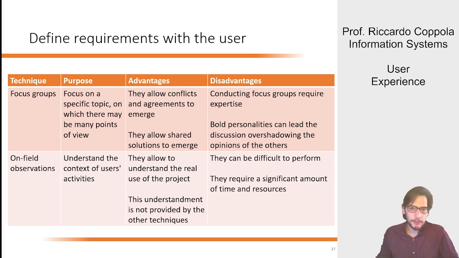There is another possibility, which is the on-field observation. So instead of asking people to tell me what they want, I just spy them while they are doing the same type of operations in real life. So actually the advantage here is that I understand what is the real use of something similar to what I want to implement. The issues are that it is difficult to perform this type of observation because typically people don't want you to spy them, and they require anyway a lot of time and resources.